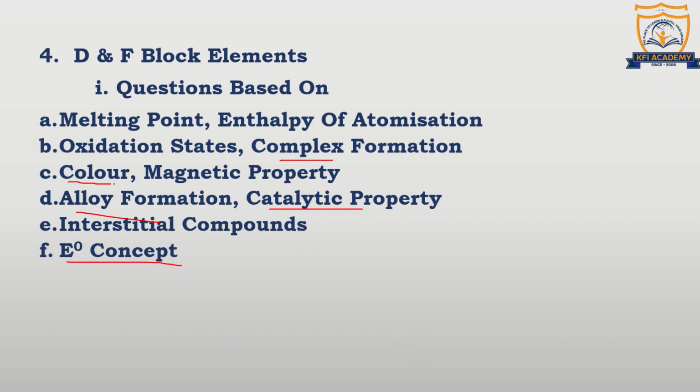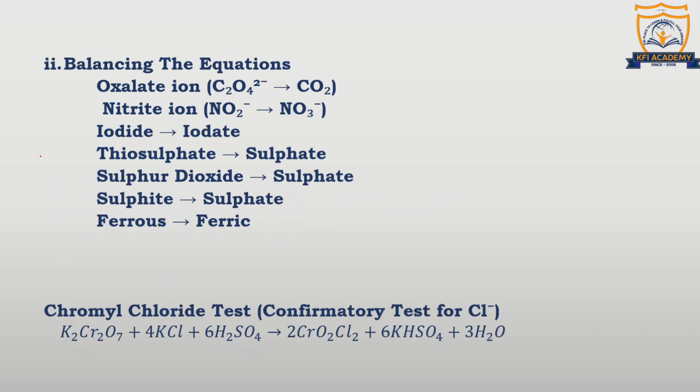Presence of color: why is the compound colored? Presence of unpaired electrons. Why is the compound paramagnetic? Presence of unpaired electrons. Colorless means absence of unpaired electrons. Diamagnetic means absence of unpaired electrons. A high magnetic moment means presence of unpaired electrons. So if you know about unpaired electrons, you can almost answer.